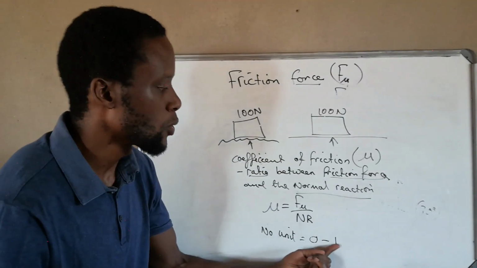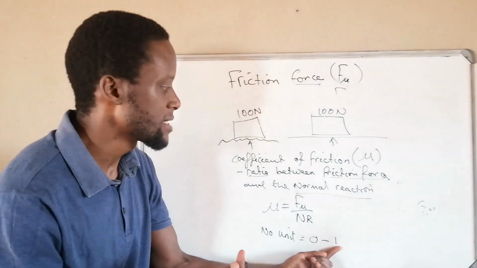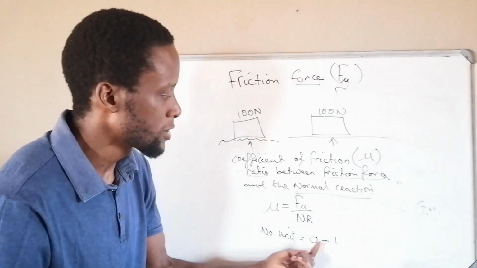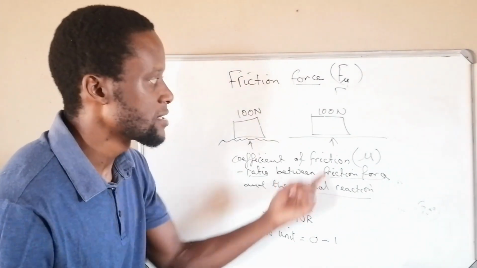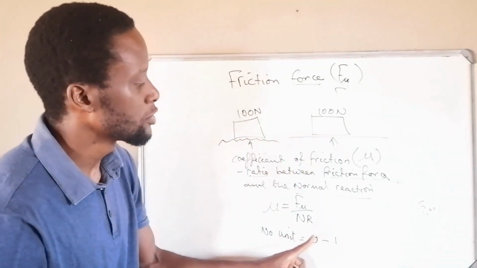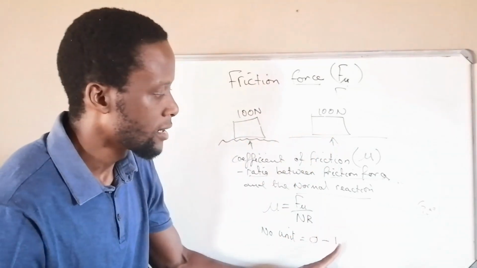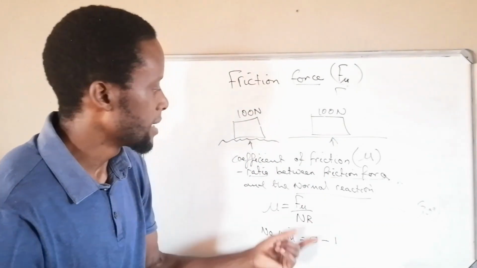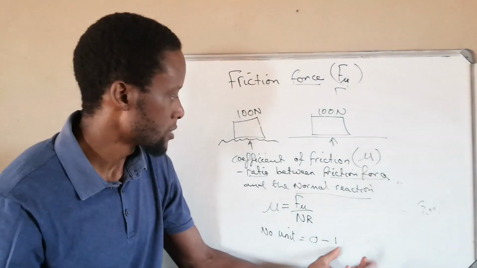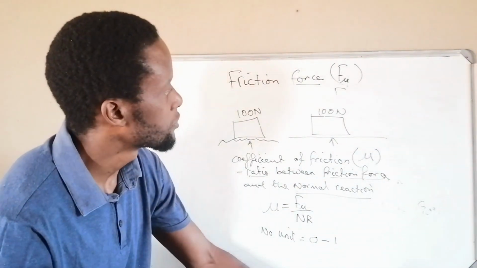The closer it gets to 1, then it means the surface is offering too much friction force. But the closer it gets to 0, then the surface is very smooth. So very rough surfaces, their coefficient of friction is very high, getting close to 1. But if the surface is very smooth, the coefficient of friction is very, very small. Okay, so that's about coefficient of friction.